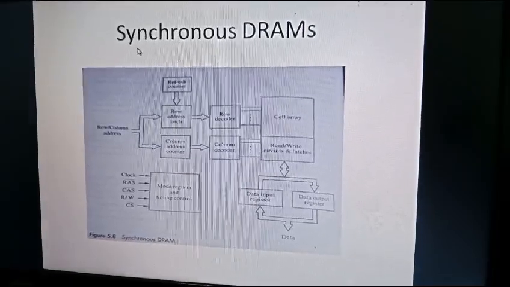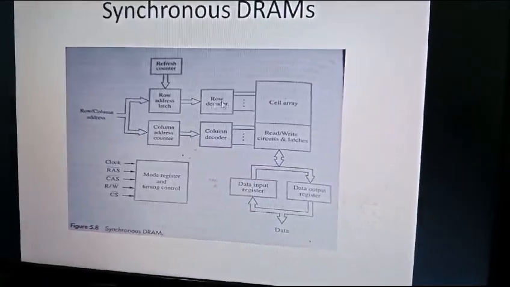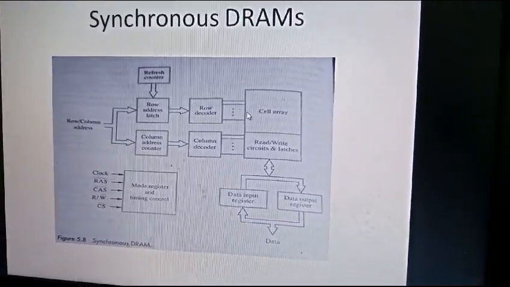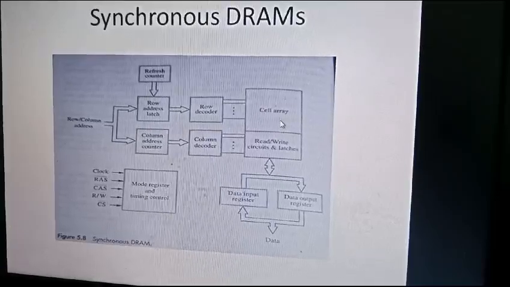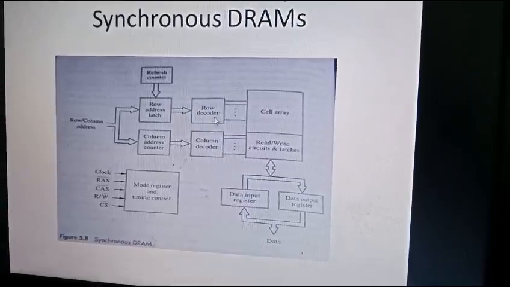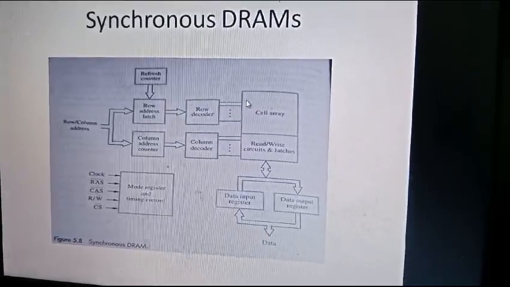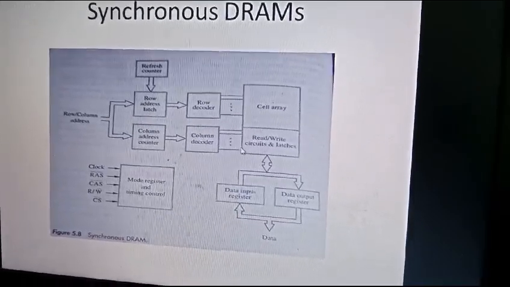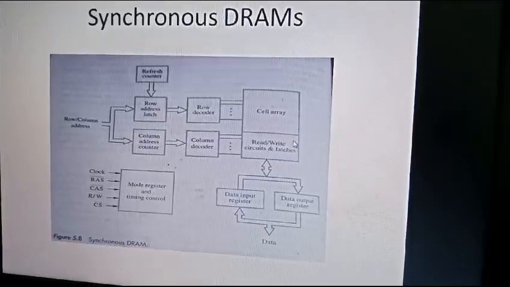Synchronous DRAM. Here there is a memory cell. This is a group of DRAM cells. Here, this is the row decoder. This will select the respective rows. Then this is the column decoder. This will select the respective columns.